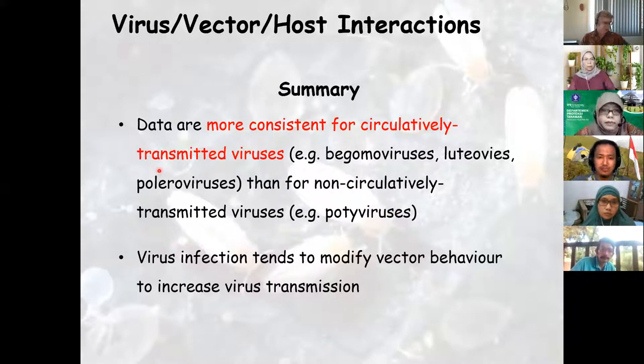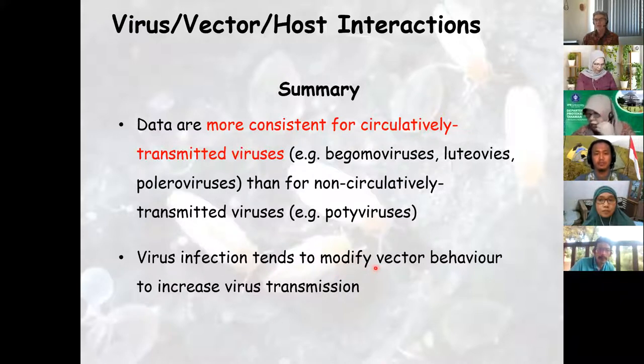So as I said, this is a very active area of work and there are a lot more questions than there are answers. The data is often a bit confusing with the non-persistently transmitted, non-circulating viruses, but it's far more consistent with the circulatively transmitted viruses like the begomoviruses and luteo and polerovirus. There seem to be genuine tendencies, patterns there, of vectors preferring to feed on infected plants and doing far better on infected plants than on healthy plants. And overall, all these modifying mechanisms tend to make the vector far more likely to spread the virus. It's a very complicated evolutionary process, but very effective.